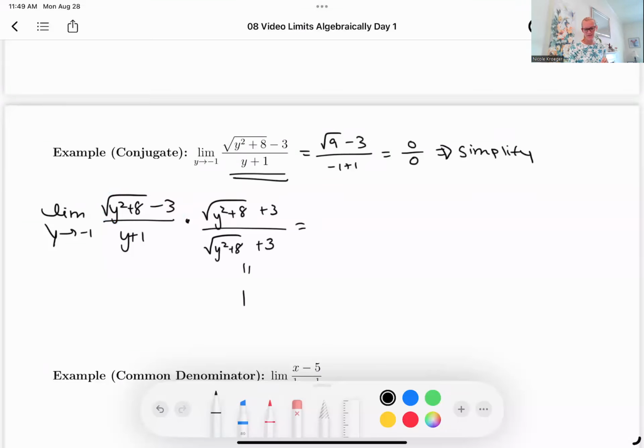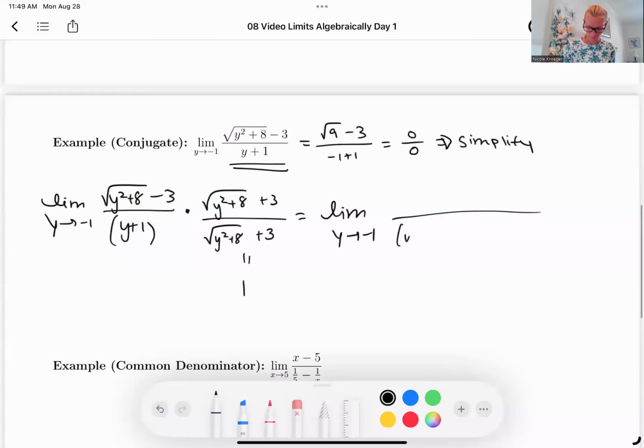Okay, so now I have to figure out what to do here. Still rewriting the limit because I haven't plugged anything in yet. The denominator is not going to simplify nicely at all. The denominator did not have any square roots in it originally, so I am not going to do anything with the denominator. I'm going to leave the denominator as y plus 1 times the square root of y squared plus 8 plus 3. Okay, this is going to be a trick in these multiplying by the conjugate type of problems. One piece, either the numerator or denominator, does not get simplified at all. If you multiply this out, you are going to get stuck.